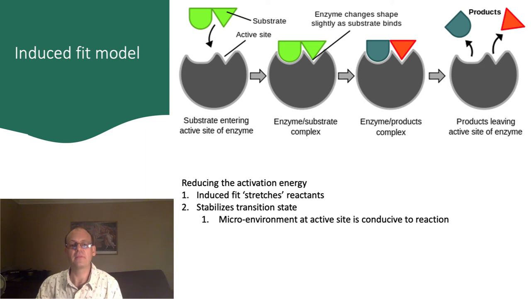Additionally, the enzyme actually stabilizes the transition state. The substrate is held by the active site, and this active site may have amino acids that provide a conducive environment for the reaction. For example, they may be able to temporarily donate or remove an electron from the reactants, allowing the transition state to be achieved more easily. In general, we say that the enzyme stabilizes the transition state, therefore reducing the activation energy.